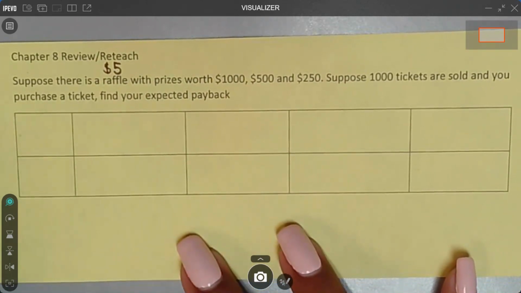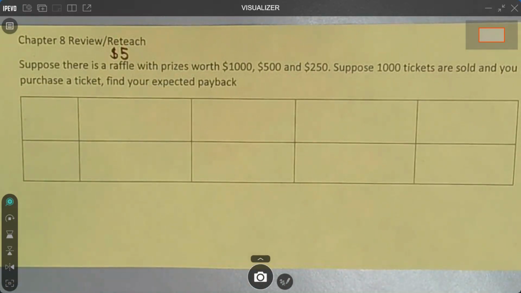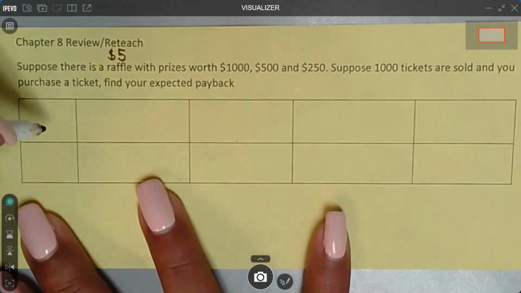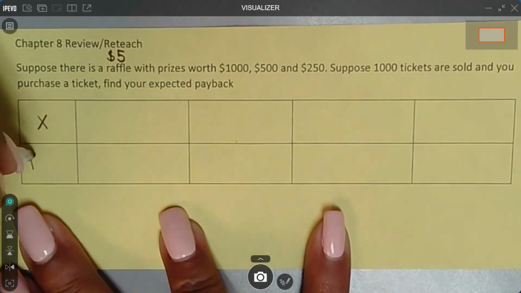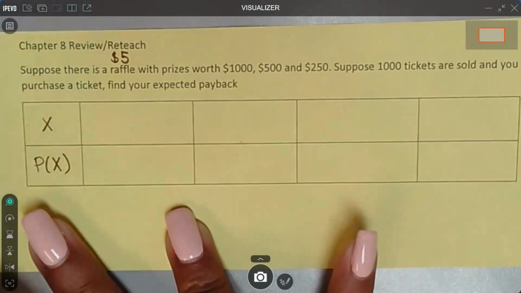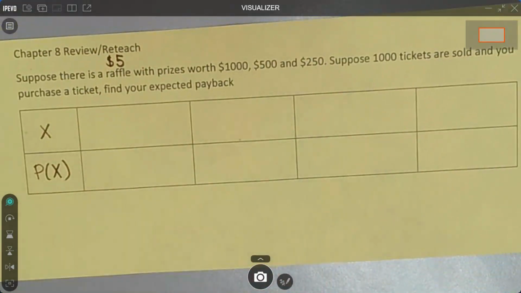Find your expected payback. Expected payback, in a sense, is the same thing as expected value. So we are going to make a table, and then hopefully you can remember how to do expected value. First we want to write our x and then our probability of x. Expected value, remember, is you have your x value and then the probability of that happening. Usually we've been doing the dice problems or the coin problems and things like that.